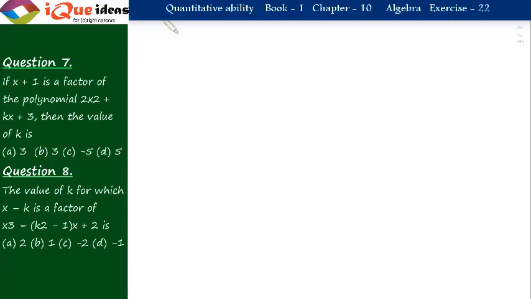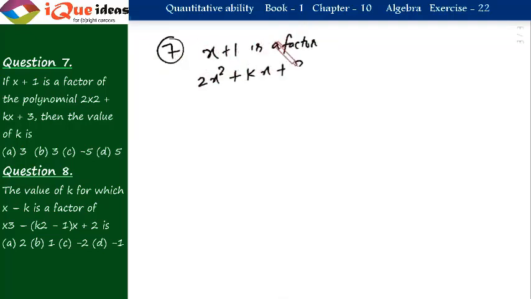Now, let's take up question number 7. This is one of the most interesting questions of algebra. It says x plus 1 is a factor of 2x square plus kx plus 3. We have to find the value of k.